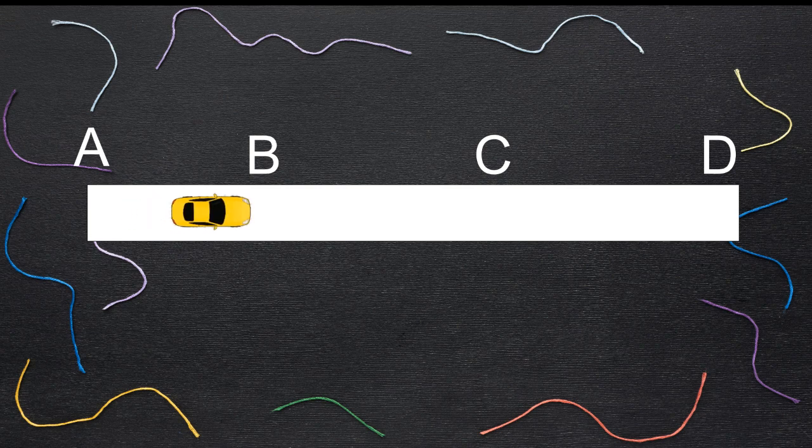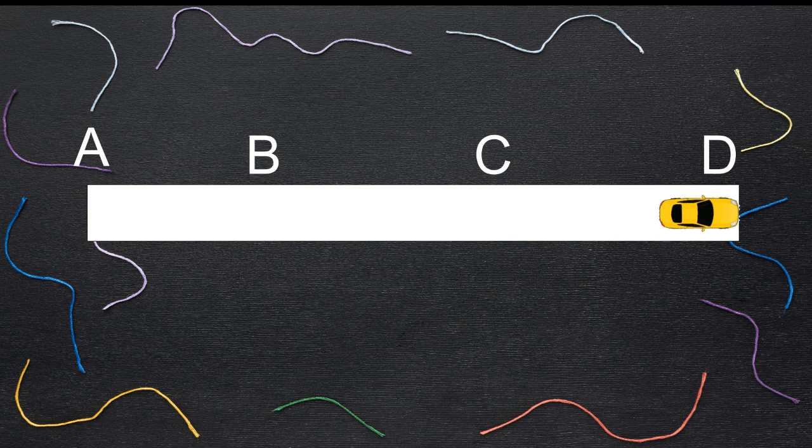Let's take a look at this car passing through 4 points. Point A, point B, point C, point D. Let's take a look at the motion of this car. The car starts at A and ends the journey at D. Let's assume a velocity for each of the points.